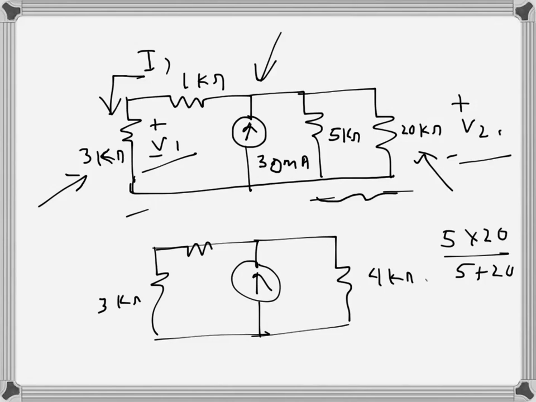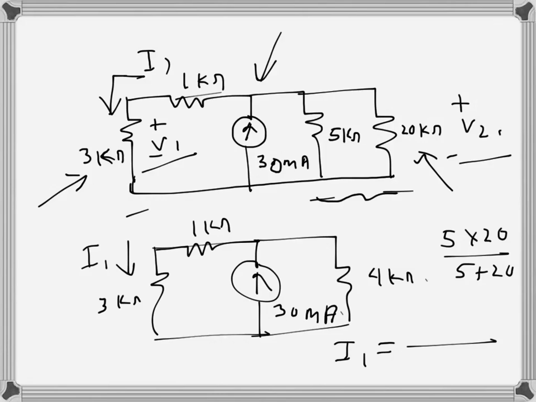Sorry, there was a 1 as well. I missed that 1 kilo ohm, so that's also there. So here is 30 milliamps, the current source. So now we can find the current I1 just by using the current divider rule.